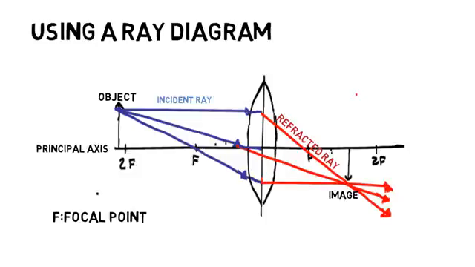The incident ray that is parallel to the principal axis is refracted to go through the focal point. The incident ray that goes through the center of the lens is not refracted. The incident ray that goes through the focal point is refracted to be parallel to the principal axis.